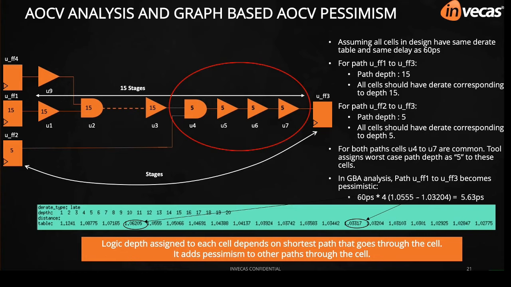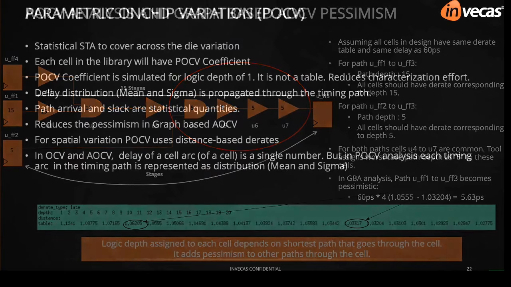Because of this, almost an extra 5.63 ps of delay is being added for the path. So as a summary, logic depth derate is assigned to each cell depending on the shortest path that goes through that particular cell, which adds pessimism to other paths through that particular cell.